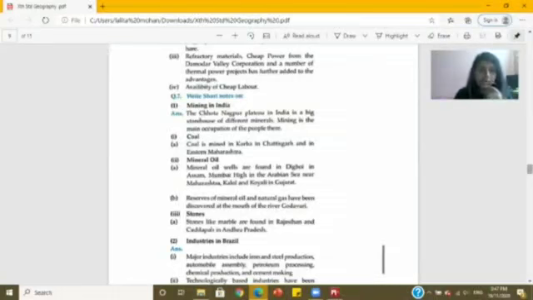There are also reserves of mineral oil and natural gas which have been discovered at the mouth of river Godavari. Lastly, we have stones like marble, which is found in Rajasthan, and Kadappa, which is found in Andhra Pradesh.